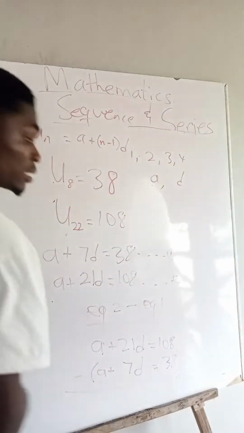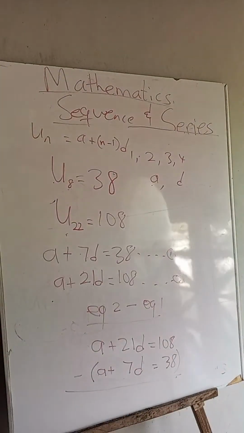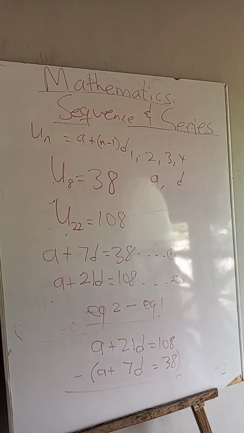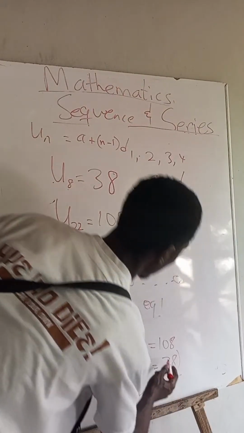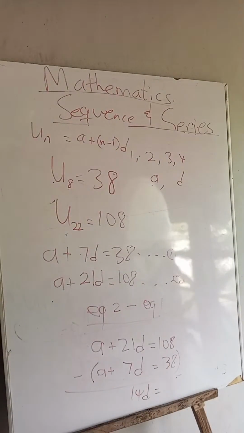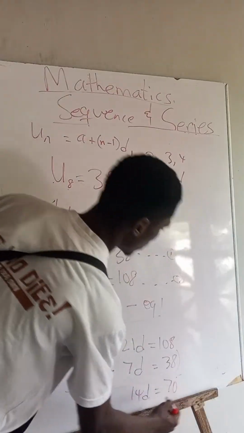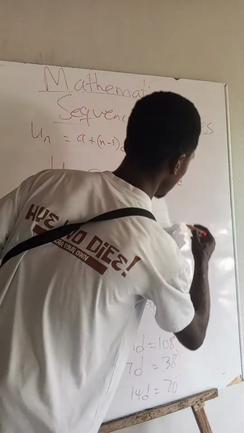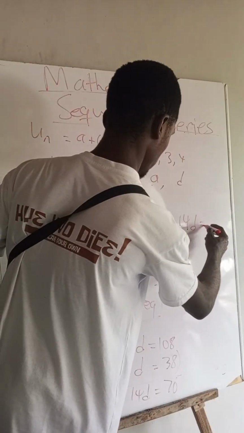What is A minus A? Is 0, right? What is 21 minus 7? 21 minus 7 is 14. So we have 14D to be equal to, what is this one? 108 minus 38 is 70, right? So we'll be having 70 here. We are getting 14D equal to 70.